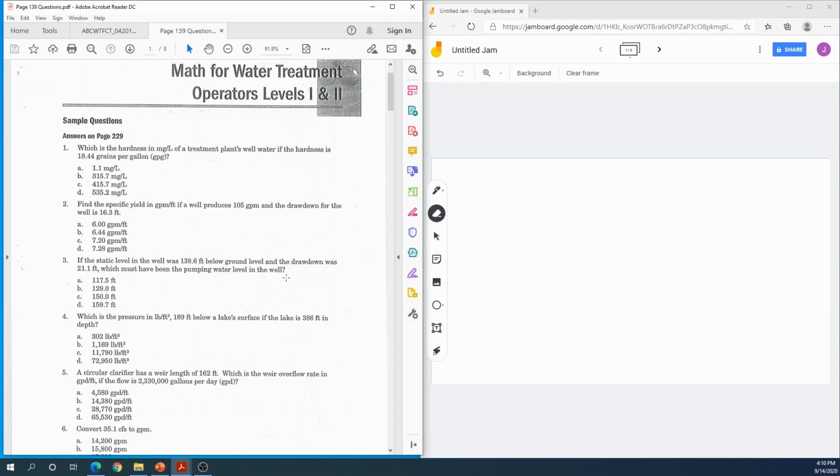So let's just draw a schematic sketch of a well. Let's just say we got existing ground. We've got a well casing going down into the ground. And the static water level in the well was 138.6 feet below ground level. So we know this distance here was 138.6. And we know the drawdown was 21.1 feet. So they started pumping it. The well came down another 21.1 feet.